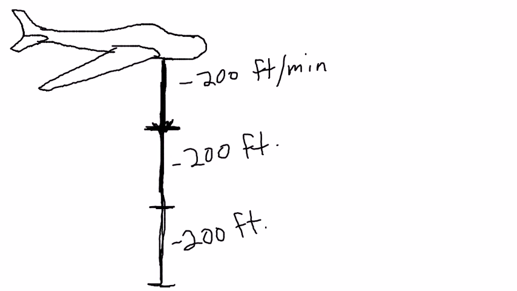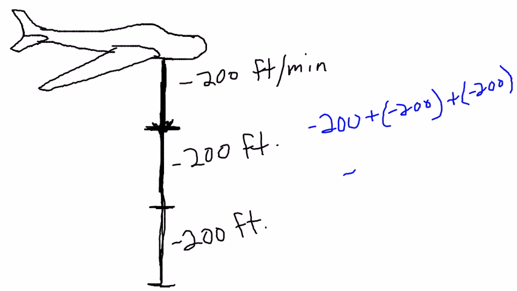Well, that's simply negative 200 after the first minute, plus another negative 200 after the second minute, plus negative 200 after the third minute. Okay, and since we're adding three integers that have the same sign, we're simply going to add their absolute values and keep the negative sign, right? So negative 200 plus negative 200 plus negative 200 is negative 600 feet.